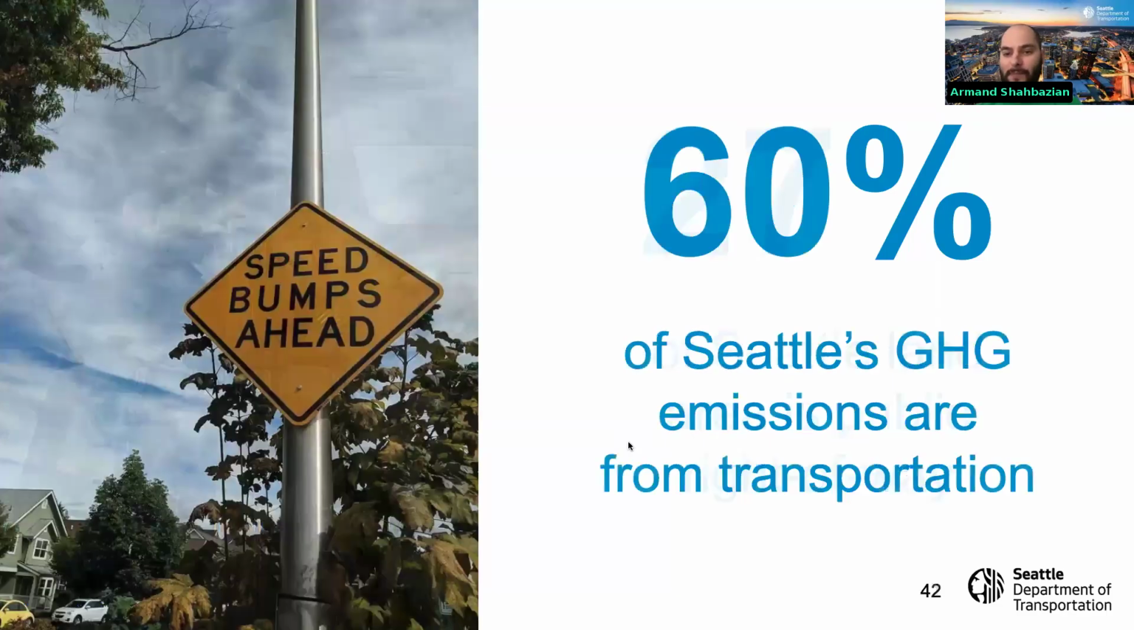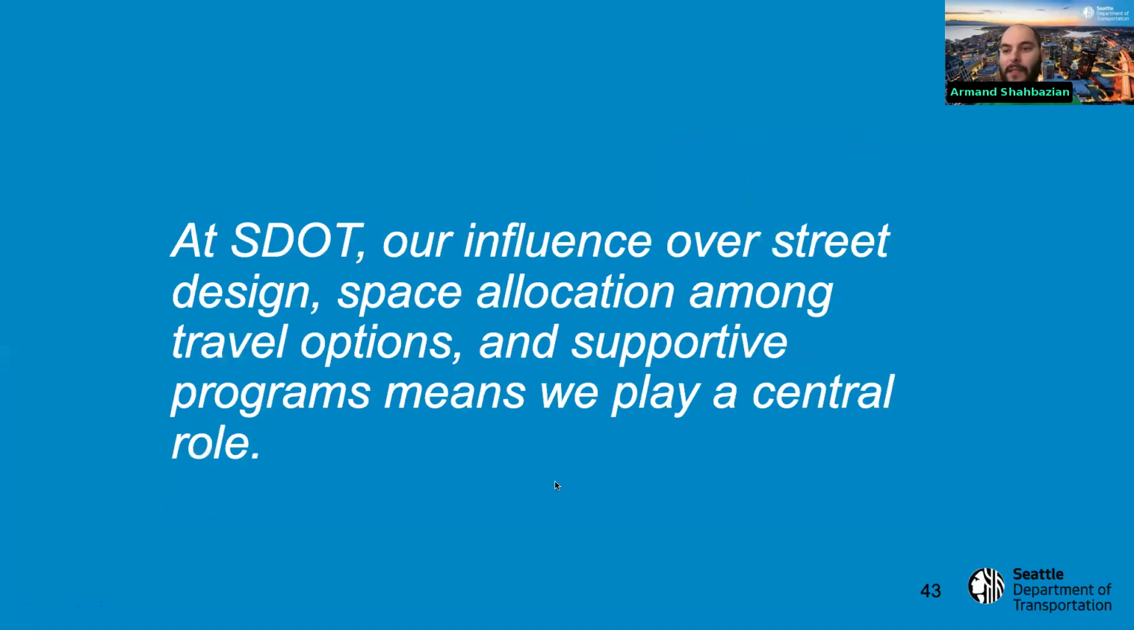Next slide, please. Coupled with that is the fact that 60% of Seattle's greenhouse gas emissions are from transportation. So any work that we do to influence the ways that people use the streets, especially for their day-to-day movement, is very important. Next slide. So to close, our influence over street designs, space allocation among travel options, and supportive programs means that the transportation agency plays a very central role.